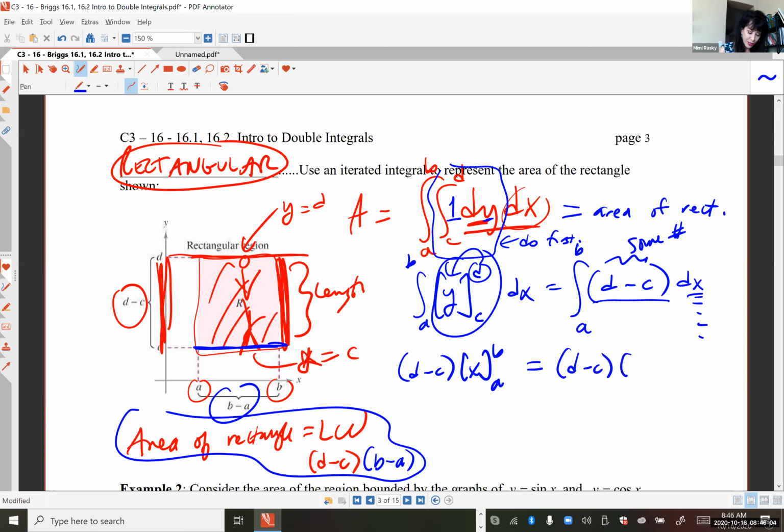And then you use your fundamental theorem, and we're done. And of course, these are the same. So I just wanted to show you that even though it is overkill, you can use a double integral to represent the area of a rectangle.